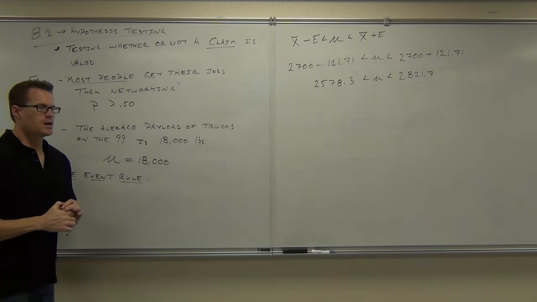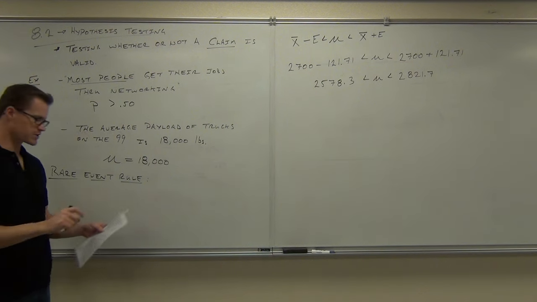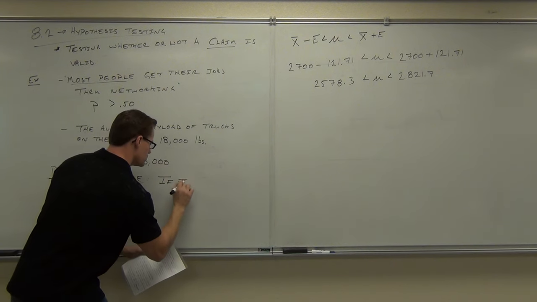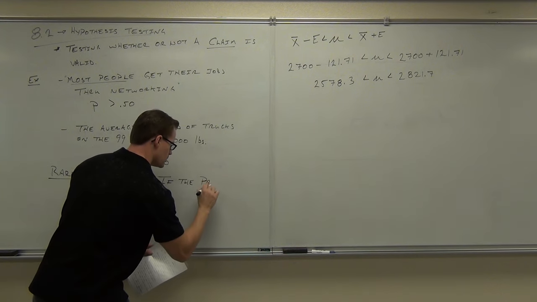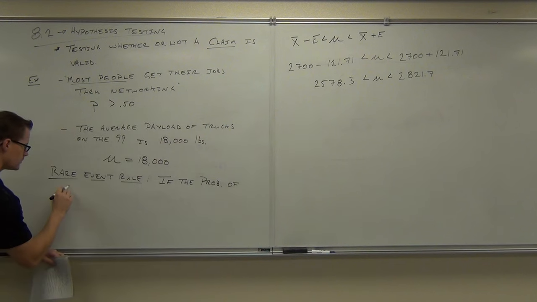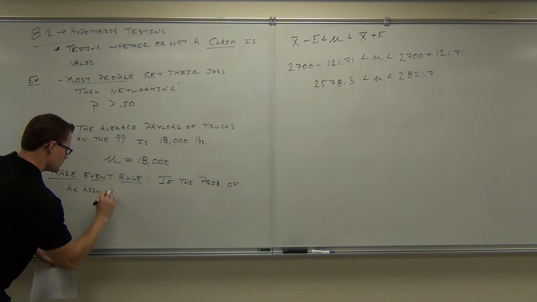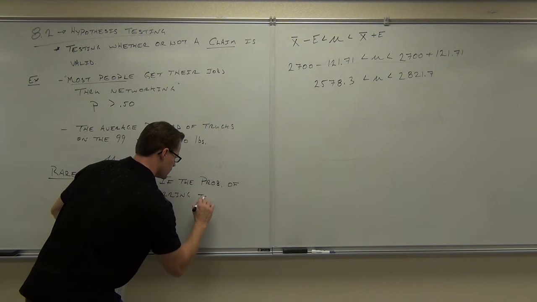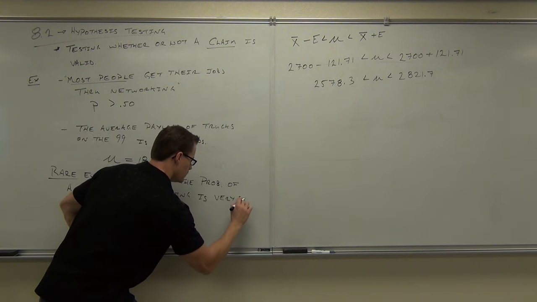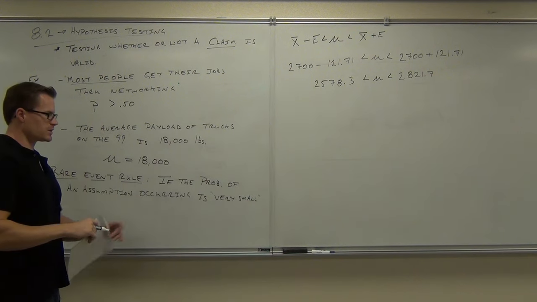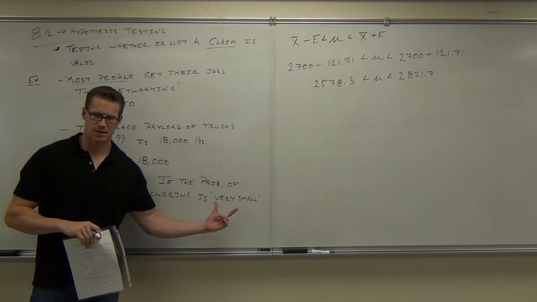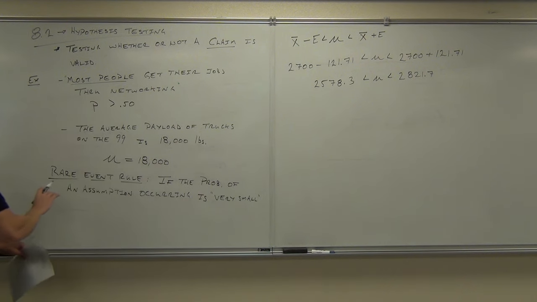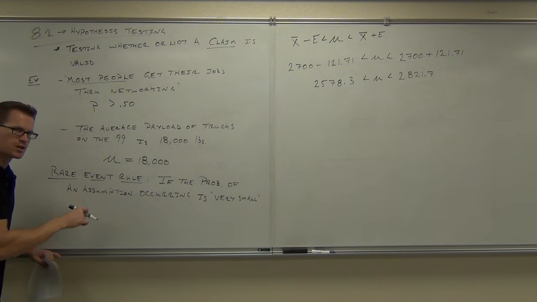So rare event rule says, if the probability of an assumption occurring is really small, then the assumption is wrong. Now I'm going to put this in quotation, that very small, because we don't know how much that is. And it's actually going to change on a test-by-test basis for you. So we're going to study that in just a bit. But if the probability of an assumption occurring is really small, then the assumption is probably incorrect.